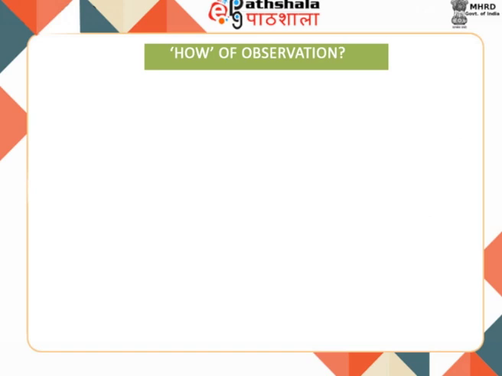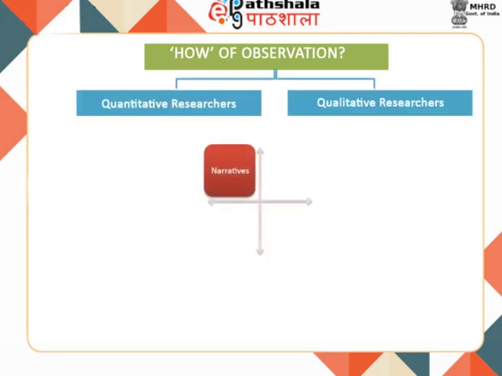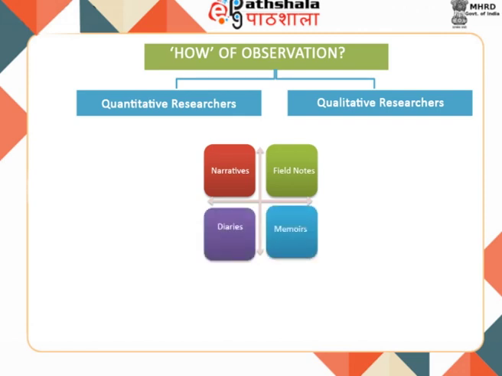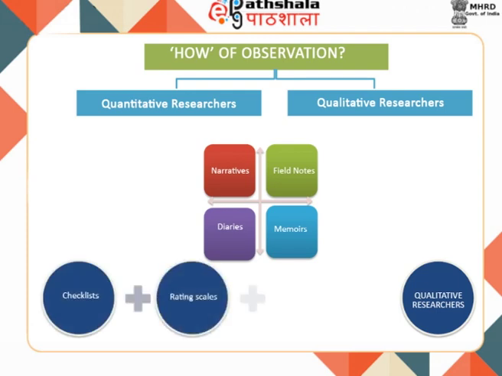The how of observation can be answered by how the researcher desires to observe the situation systematically. Usually, qualitative researchers use narratives, field notes, diaries, and memoirs for analysis, while quantitatively oriented researchers choose checklists, rating scales, and mechanical devices such as tape recorders and video cameras for recording and further analysis of details.